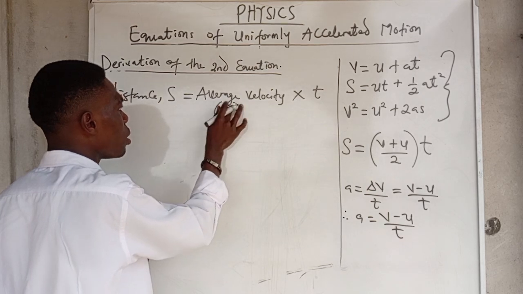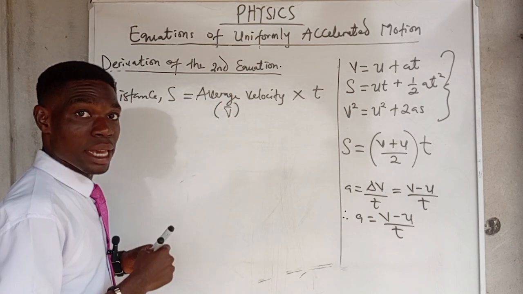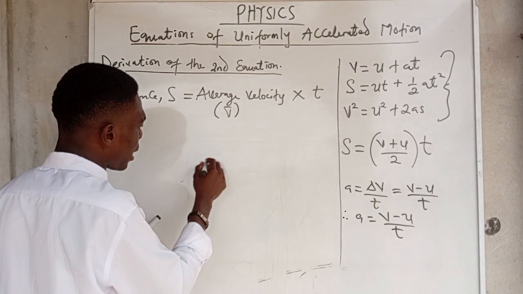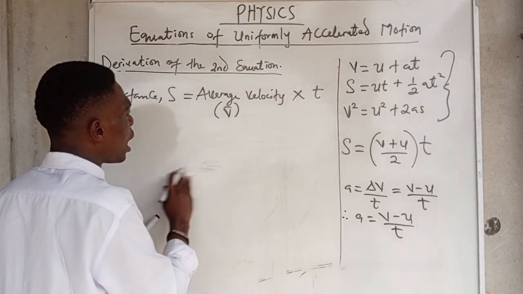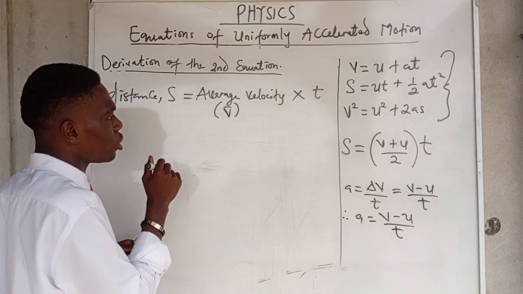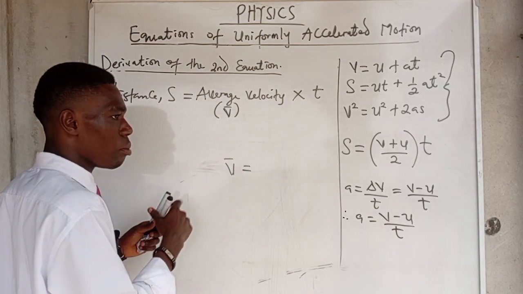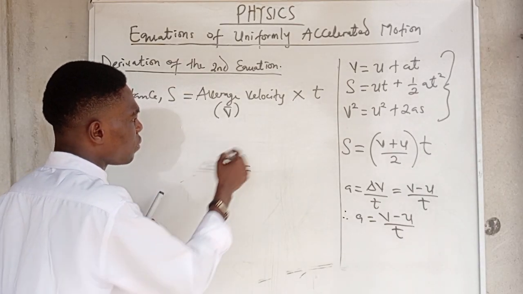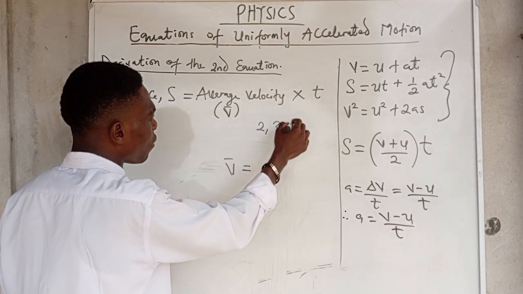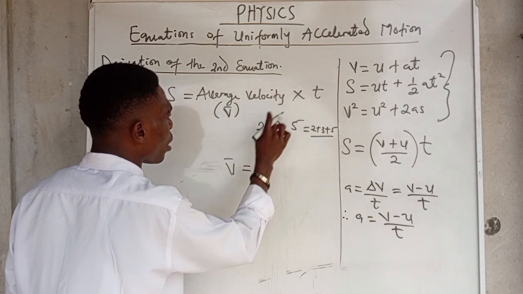Just the same way in mathematics, when we talk about average, we talk about mean, and remember we use bar x. So bar v represents average velocity. And you know that the average of anything is the sum of the data given divided by the number of data. So the average of 2, 3, and 5 is equal to 2 plus 3 plus 5, all over 3.